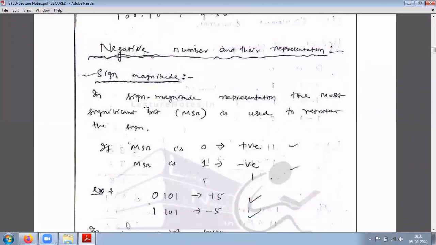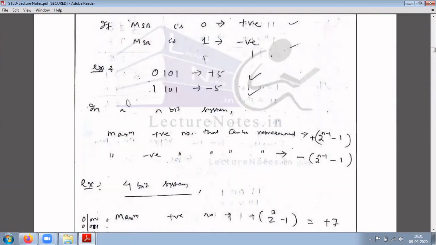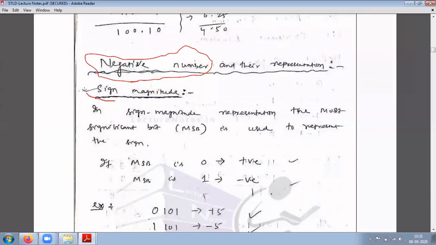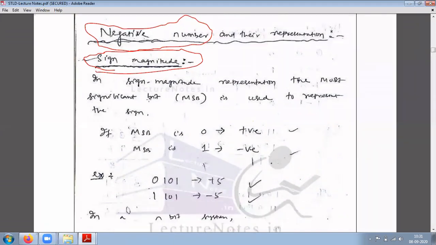There are three ways of representing negative number. One is sign magnitude, another is 1s complement, another is 2s complement. So first we start with sign magnitude. In sign magnitude, suppose the first bit is reserved for sign. That means whether it is a positive number and negative number, that we can know from the first bit.